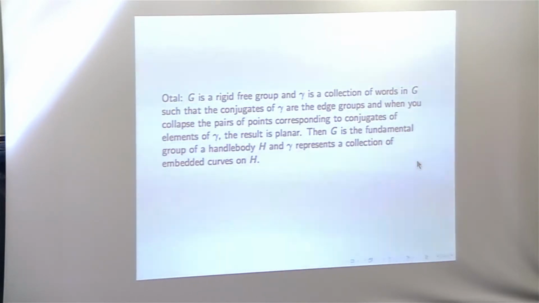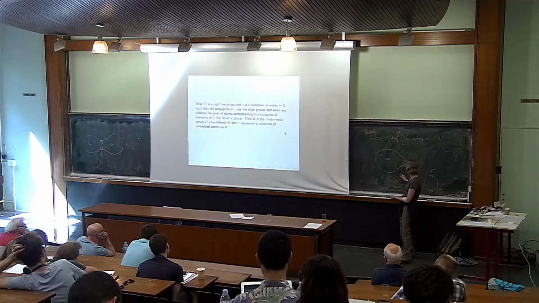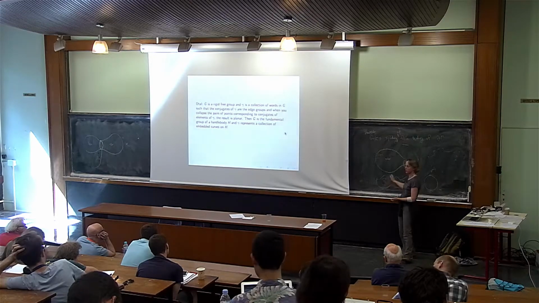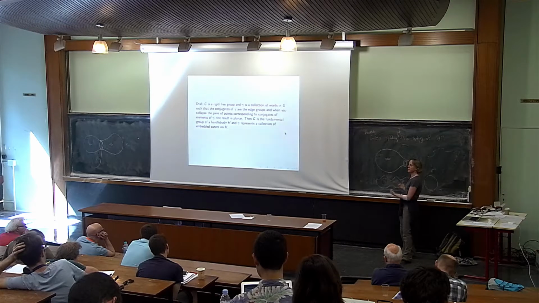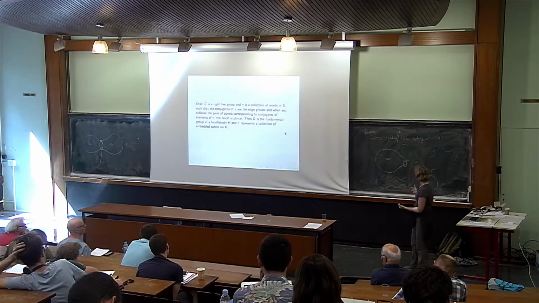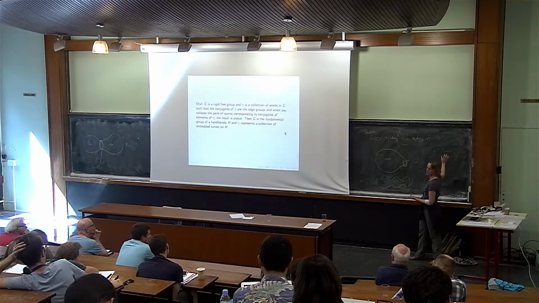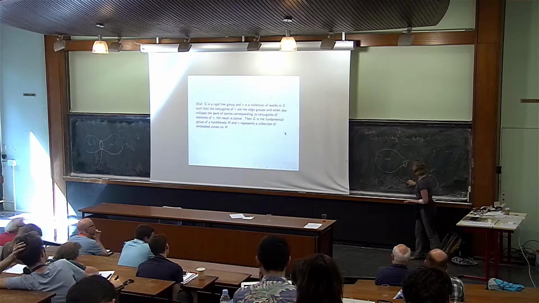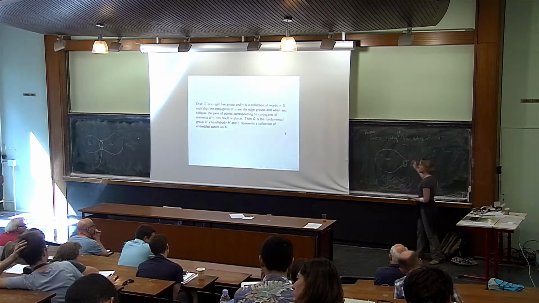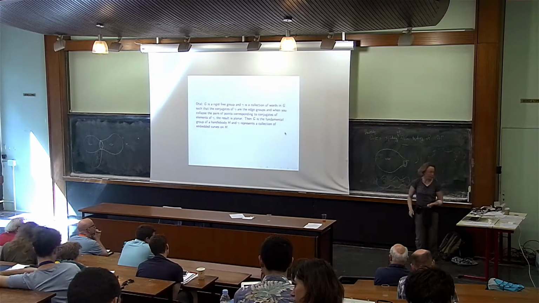So there's some embedded curves. I have a word in the free group, and I have a handle body with that same group. A word might be some immersed curve on the boundary if I drew it on the boundary. But he says, no, it's an embedded curve on the boundary. Okay, and if I pinched the corresponding elements up here, if I identified them, I get something planar, then that means these curves here are embedded, which means I can glue something to it and make a manifold, which is what's important to me.